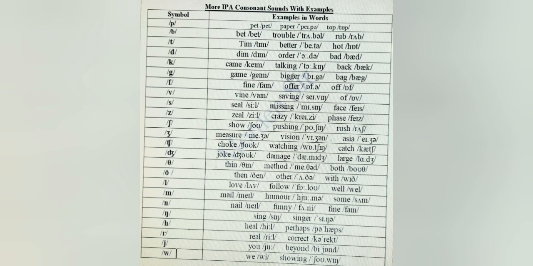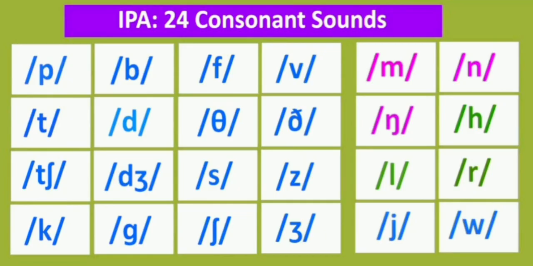So again I show you the sound, 24 sounds. So p, t, ch, k, b, d, j, g, f, v, th, sh, s, z, m, n, l, ing, h, r, y, and final sound is wa.